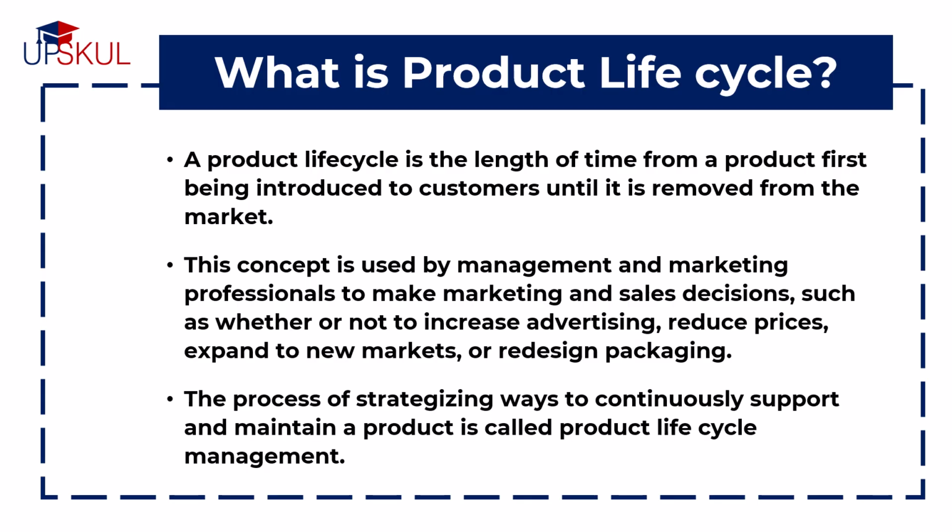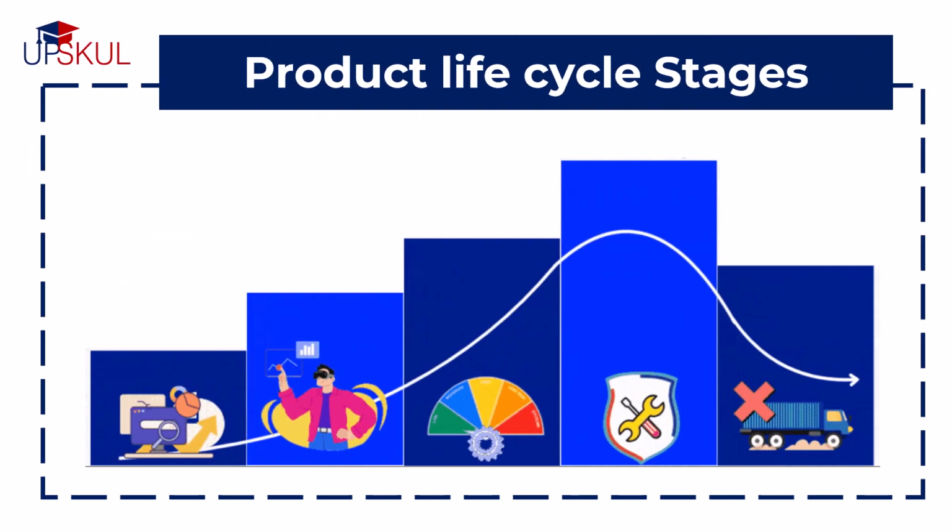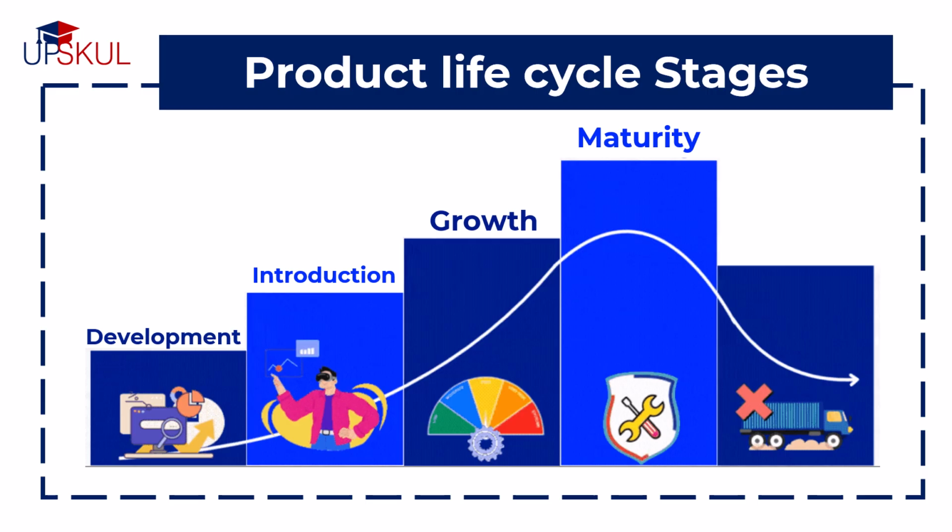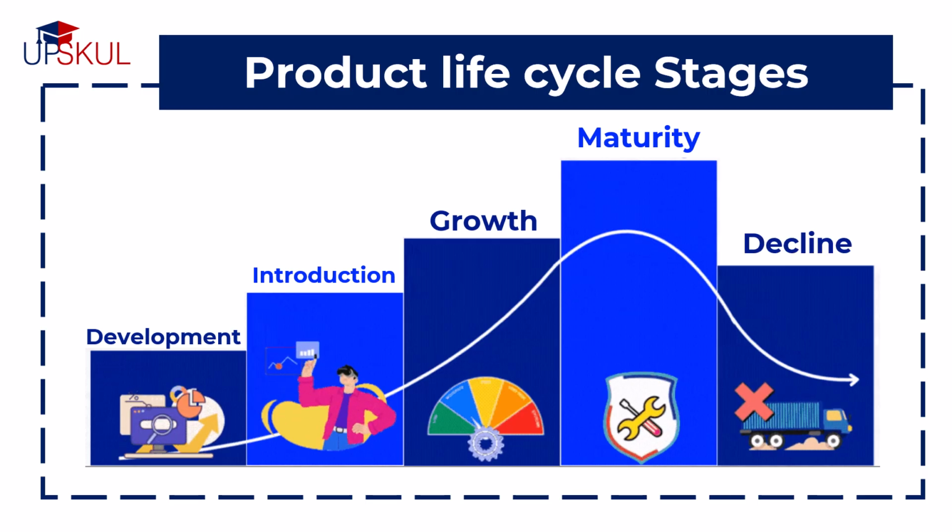The process of strategizing ways to continuously support and maintain a product is called product lifecycle management. A product's life cycle goes through 5 stages, namely, development, introduction, growth, maturity and decline. Each stage has its own costs, risks, and opportunities, and you'll have to adapt your strategies depending on where you are in the life cycle.